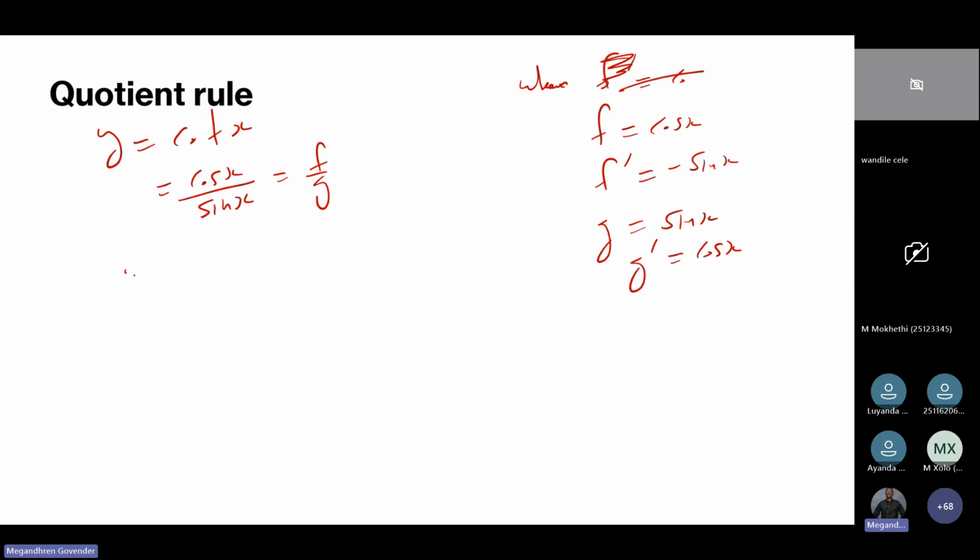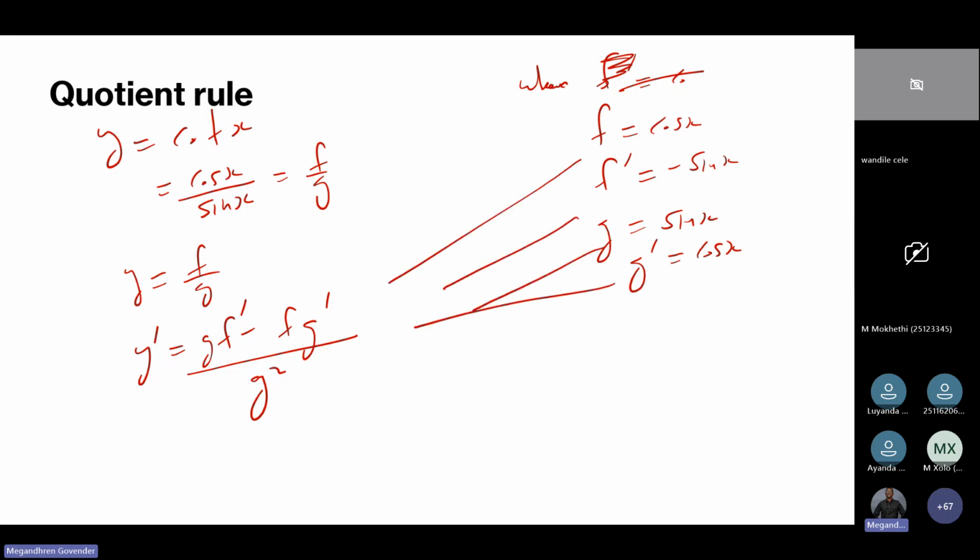Now, this function y looks like f over g. And if I want y prime, this is a beautiful way of doing it, guys. Minus f g prime all over g squared. And then from there, you start bringing these things in. So g is sine x.